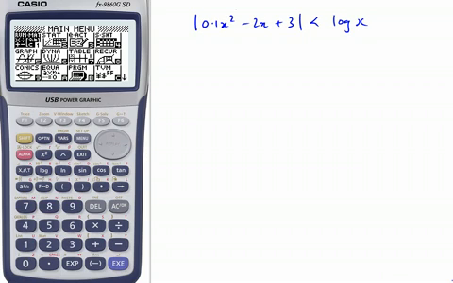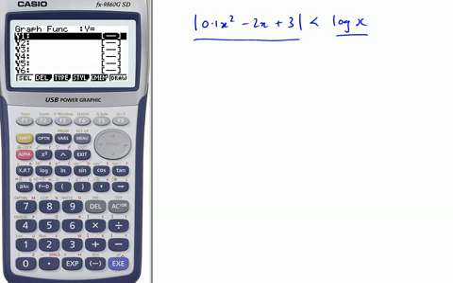Right, this question is a good one to show how to use the graph facilities on the calculator. You're asked to find the values for which log of x in this function is greater than the modular value, or the absolute value of the function on the left. So let's go to the graphing software on your calculator, execute.